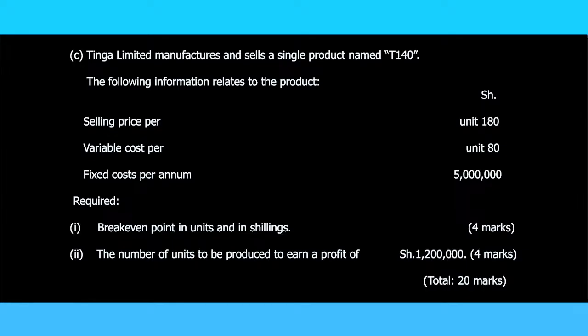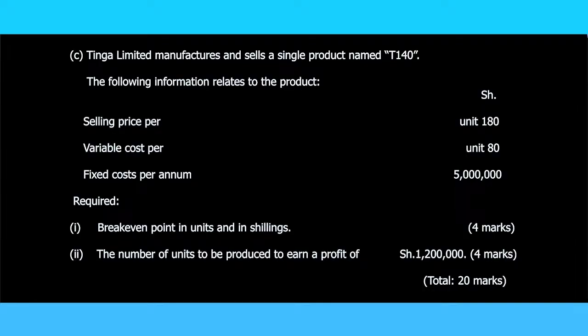The following information relates to the product. Selling price per unit is 180. Variable cost per unit is 80 shillings. Fixed cost per annum 5 million. Required: Roman 1, break-even point in shillings and in units for marks. Roman 2, the number of units to be produced to earn a profit of 1.2 million.